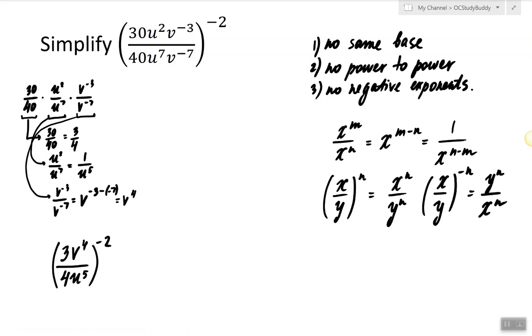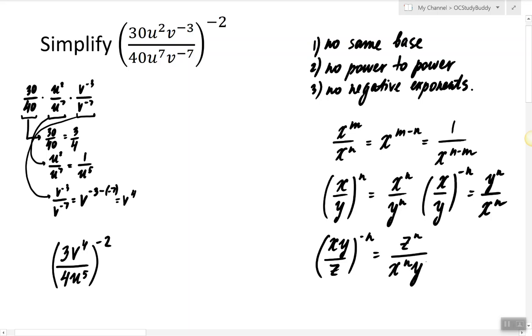Now, combining this rule with another rule will give us the following rule that we can use for simplifying this expression. So as you can tell, it doesn't matter how many terms or factors you have in the numerator and denominator, the power has to be distributed to each one of them. So negative exponent means we're going to be flipping it and then applying the power 2 to each one. So that means I'm going to be applying power 2 to 4u to the 5, and I'm going to be applying power 2 to 3v to the 4.